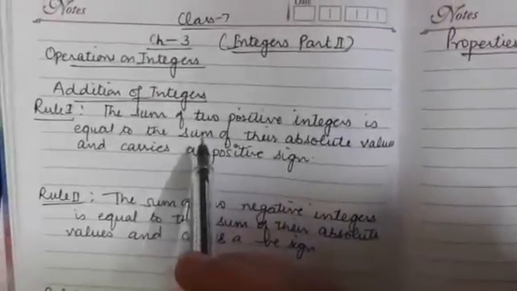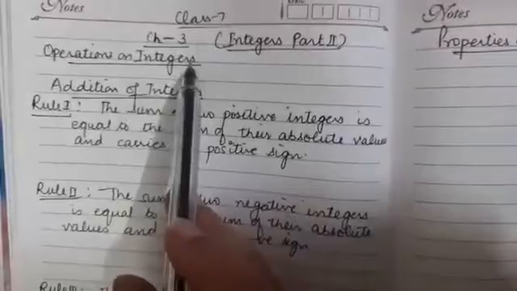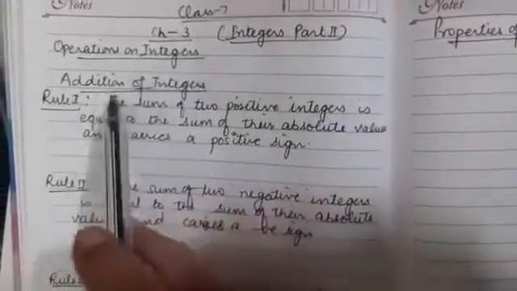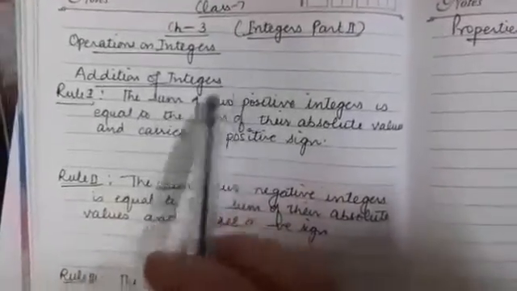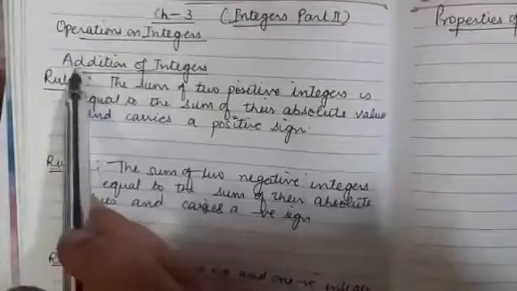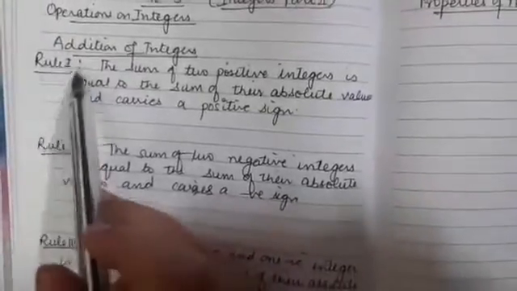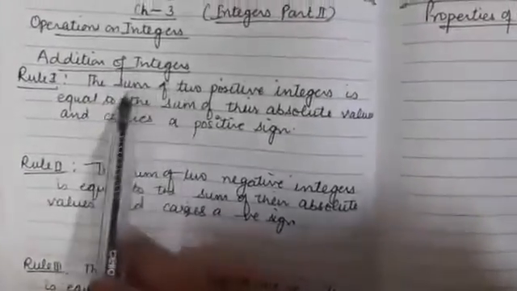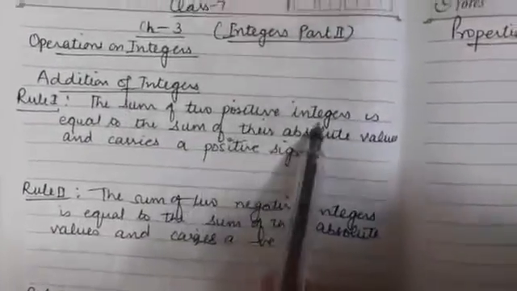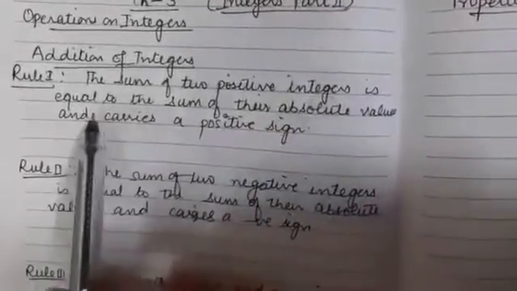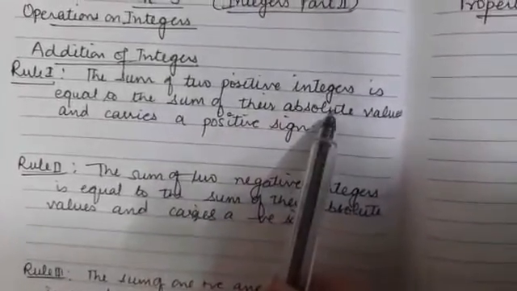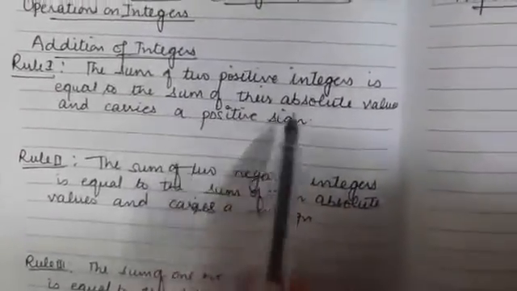Today we discuss the operations on integers. First we do addition of integers. There are three rules. First we discuss rule number 1, that is, the sum of two positive integers is equal to the sum of their absolute values and carries a positive sign.